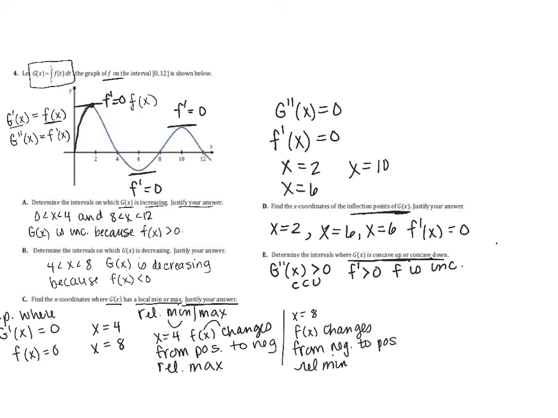So we are increasing from 0 to 2. And we're also increasing from 6 all the way up to 10. That's going to be where you're concave up. And then concave down, well, that's going to be where f prime of x is going to be less than 0, because then f is decreasing. And so that's going to be from 2 to 6. And it's also from 10 to 12.